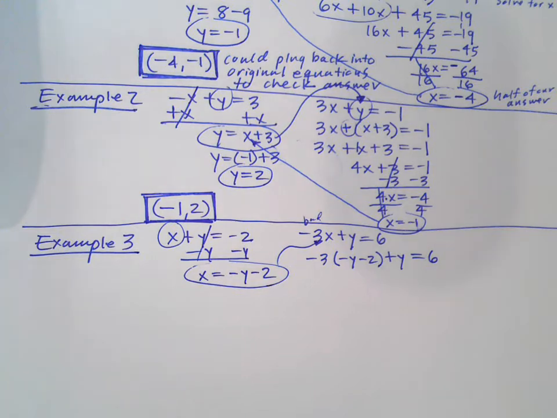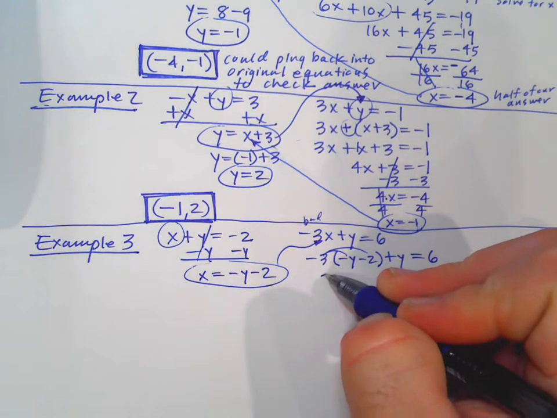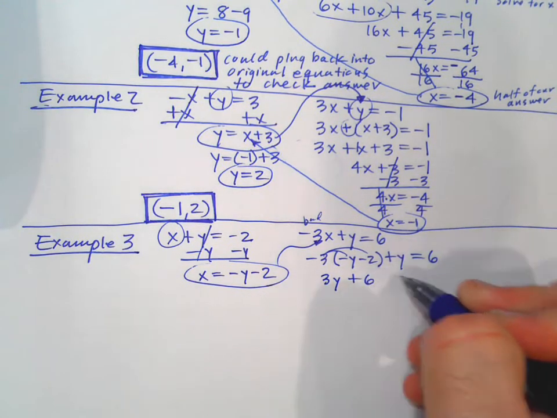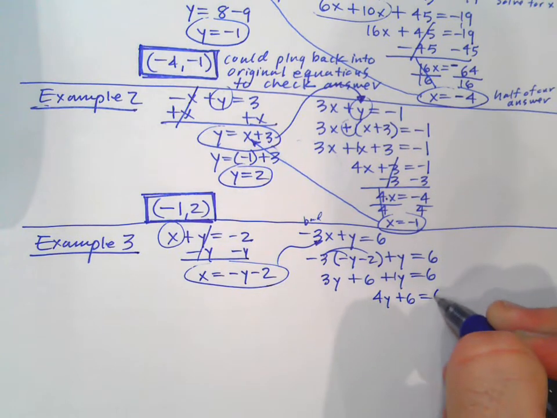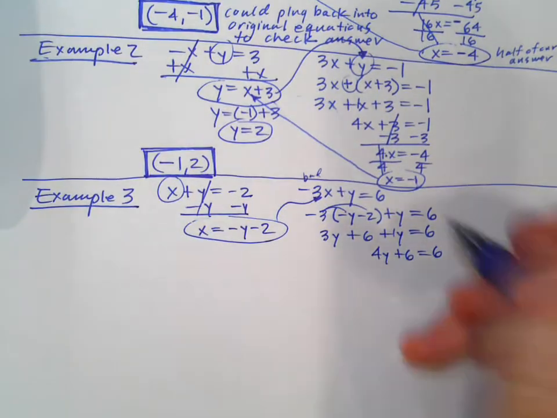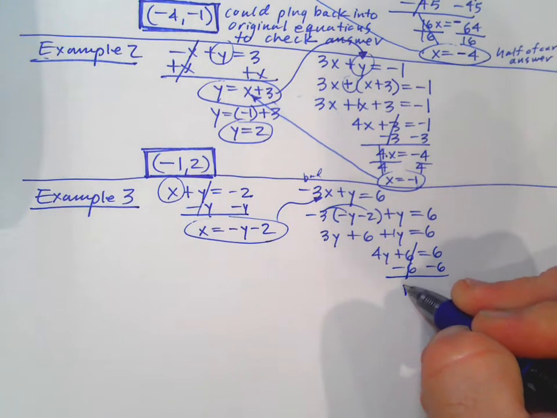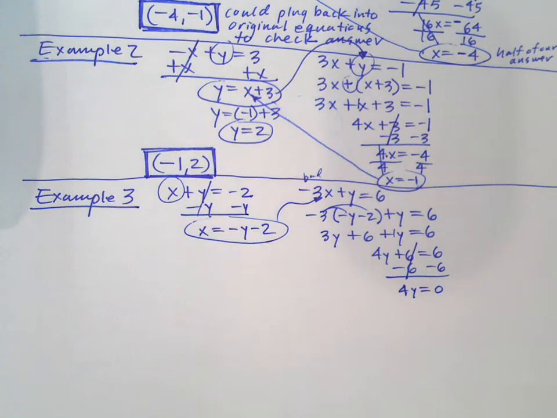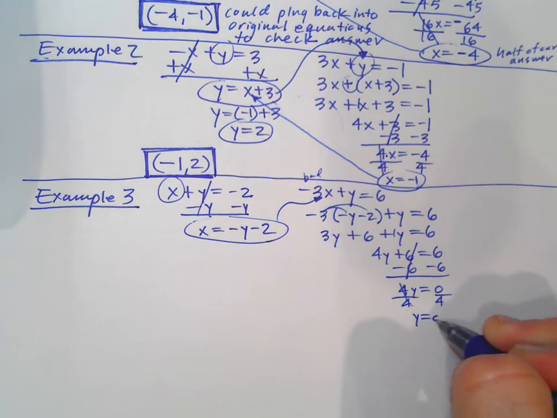Now we've gotten one equation with one variable. Now I want to simplify, get rid of parentheses, distribute, positive 3y plus 6. 3y and 1y is 4y plus 6. Okay, now we're going to start to get y by itself, solve for y, get rid of addition and subtraction first. Reverse order of operations, reverse PEMDAS. Okay, divide by 4. 0 divided by 4 is 0. So that's half our answer.